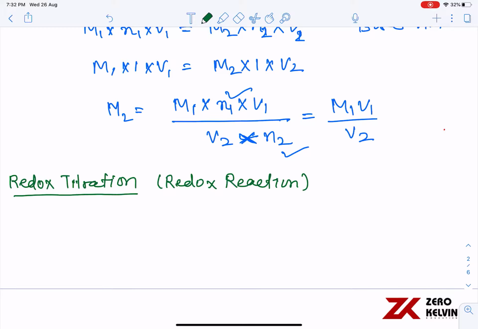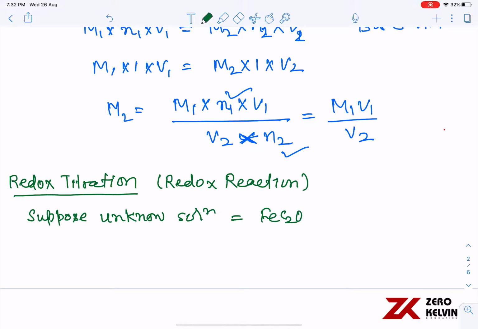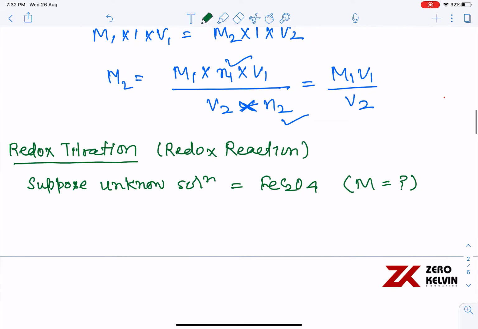Say for example, suppose the unknown solution is ferrous oxalate. Ferrous oxalate means the concentration, that is the molarity, of this is unknown. We do not know it, we have to find it out. Alright? Now we have to take an oxidizing agent. Known solution must be the oxidizing agent.